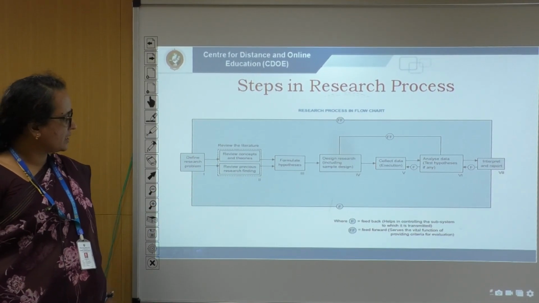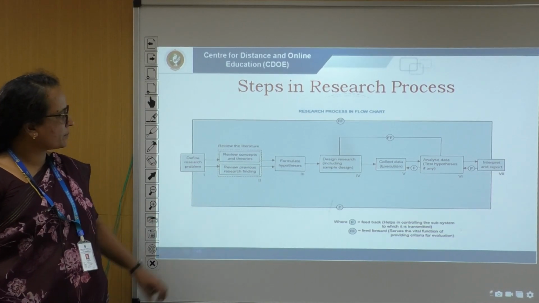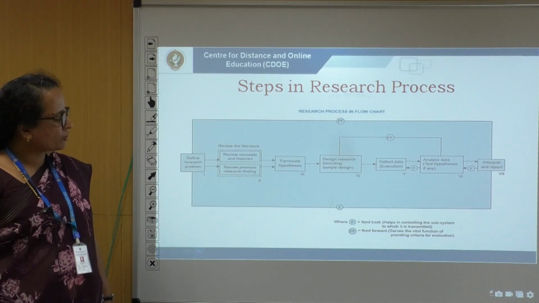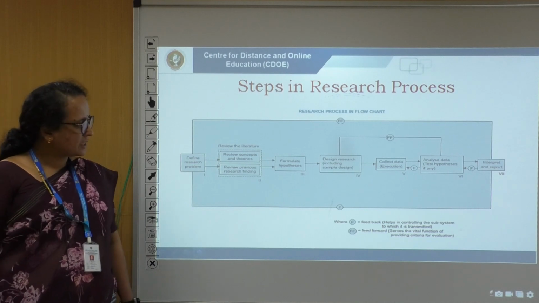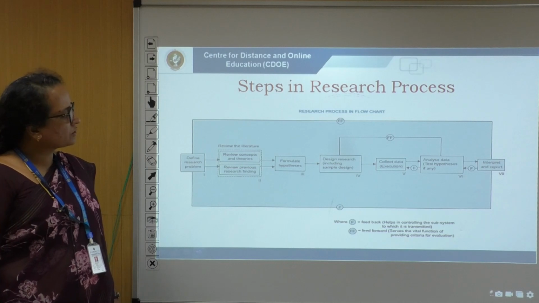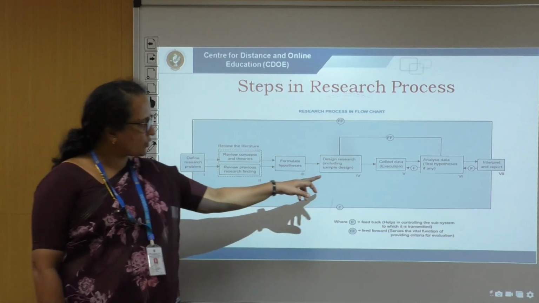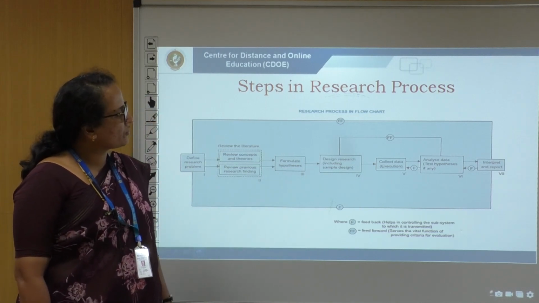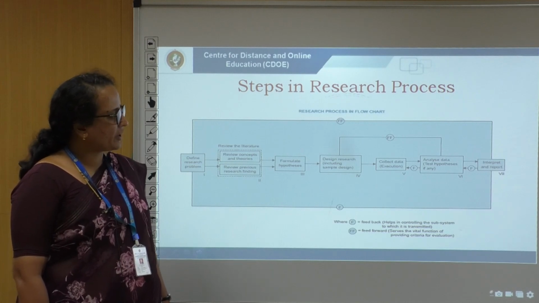The first step is defining the research problem. Second step is review of literature. Third step is formulation of hypothesis. Fourth is designing the research, which also includes sample design. Fifth step is collection of data, which is execution of the research. Sixth step is analysis of data, which also includes testing of hypothesis, if any.